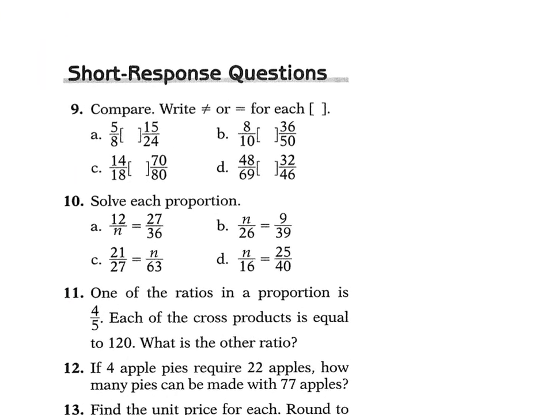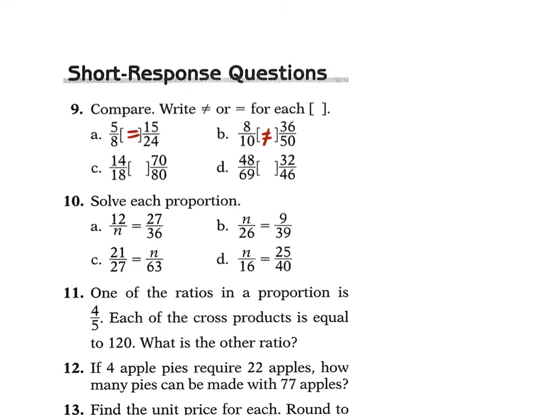So for 9, in our short response questions, we're comparing and writing equal to or not equal to for each bracket. So for A, we are given 5 over 8 and something over 15 over 24. So if you do 5 times 3, you get 15. 8 times 3 is 24. So these two are equal to each other. For B, you have 8 over 10 and 36 over 50. 10 times 5 is 50, but 8 times 5 is not 36. So these are not equal to one another.